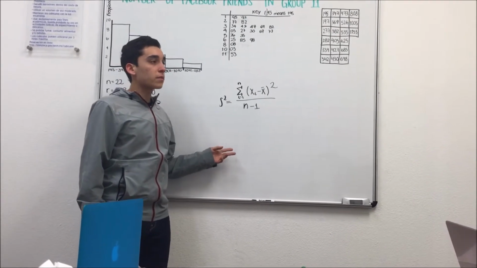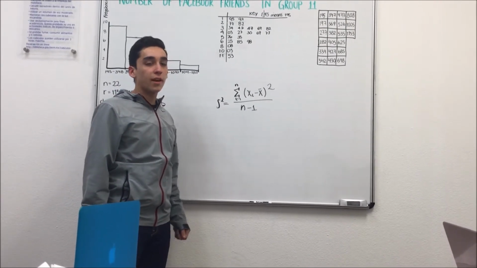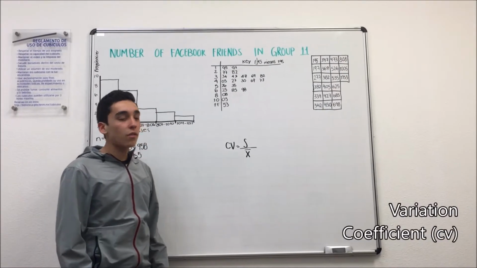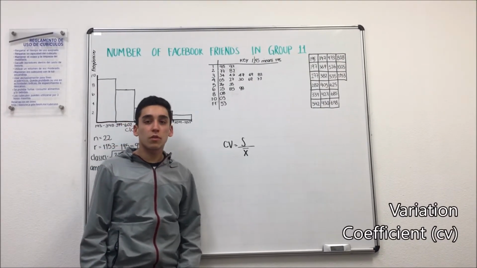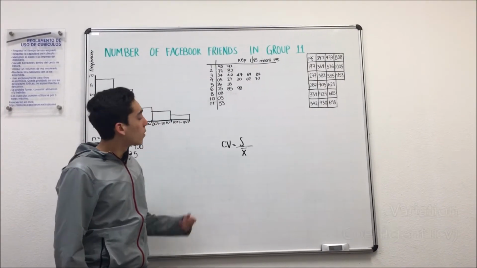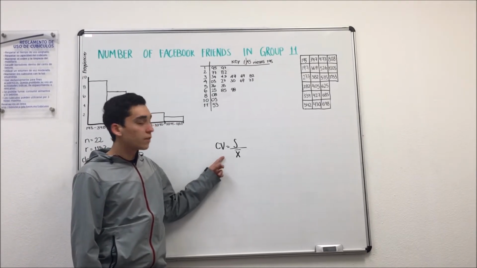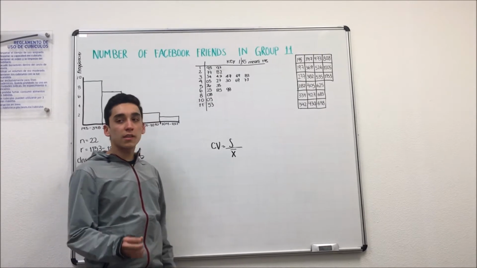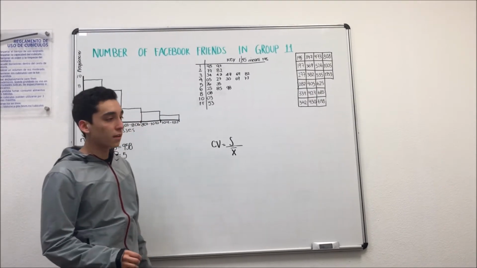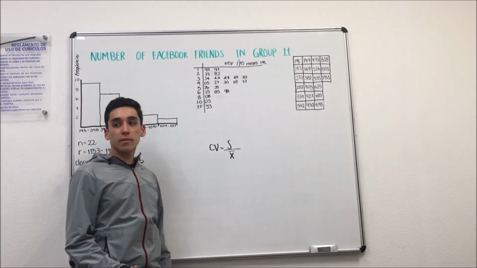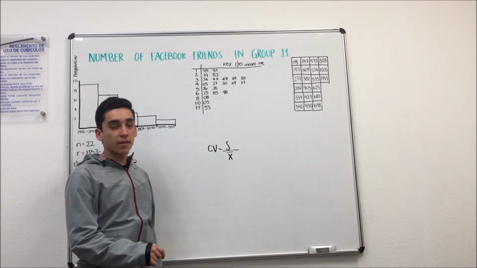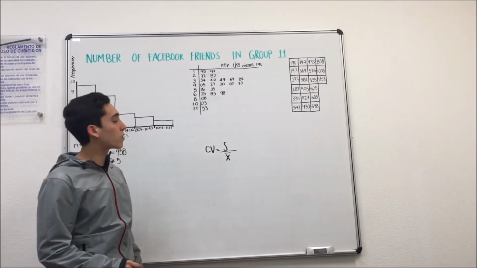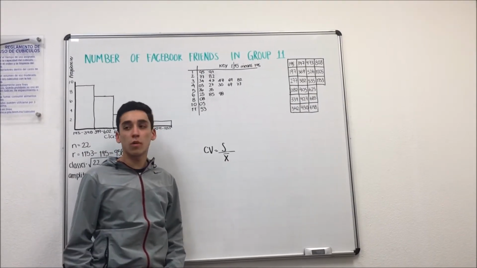Variance helps to see how well distributed the data is. The variation coefficient is useful to know the variability of a sample. We can obtain it by dividing the standard deviation over the mean, and if the result is near 0, then the sample has less variability than if the result is near 1.